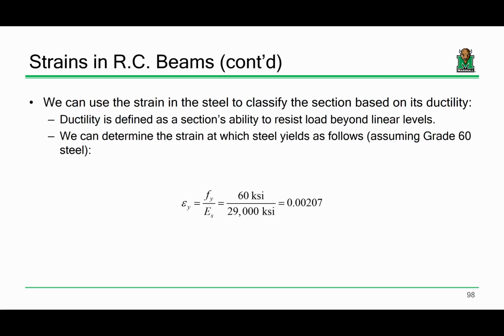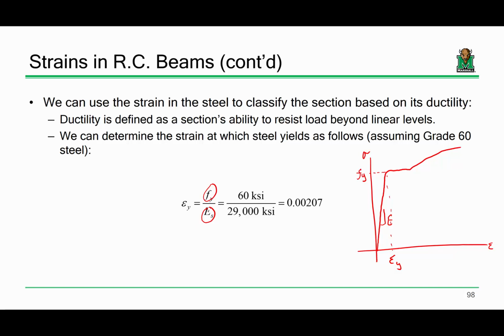Remember, what does a stress-strain curve look like for steel? It goes up, and then it plateaus and sort of goes off like that. That slope is the Young's modulus, and this right here is the yield stress. How would we determine the strain at yielding? We take Fy and divide it by the Young's modulus. So it can tell us what the strain is at yielding.